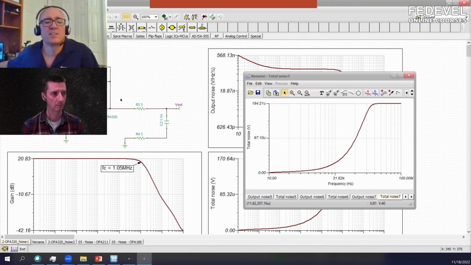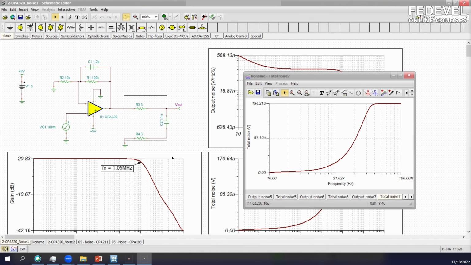So let's simplify this circuit a little bit and get rid of this output filter. I'm just going to measure the output of the amplifier directly. And the noise spec in the data sheet is not going to include the resistor noise, so we want to get rid of all that. I'm going to go ahead and wire this circuit real quick, and I'm going to do a simulation.